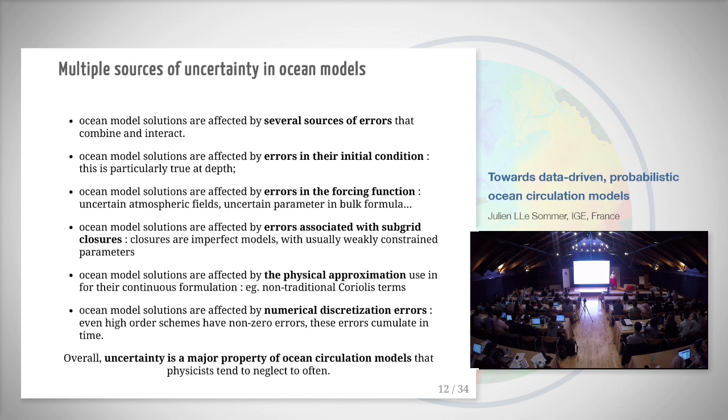Uncertainty is something that is there. It's real. It's a part of the model. That's a property of the model. So we need to take it into consideration when we're modeling. Okay, so that's the first step towards this paradigm shift.